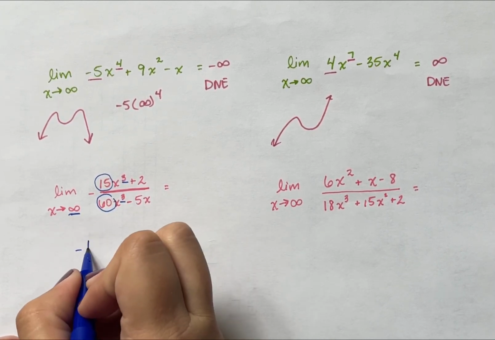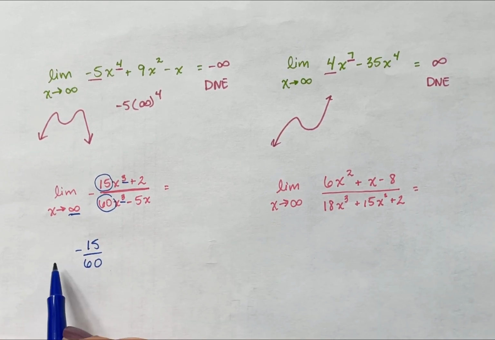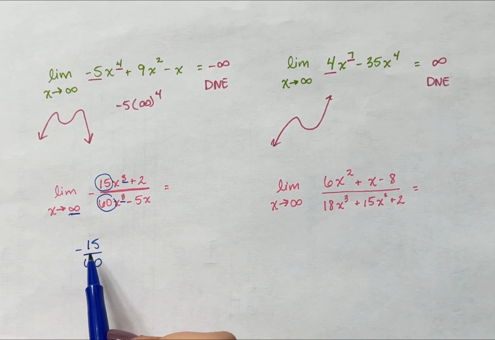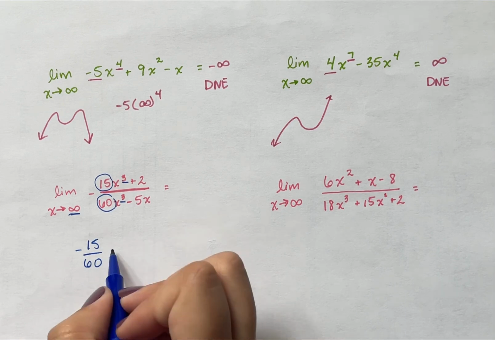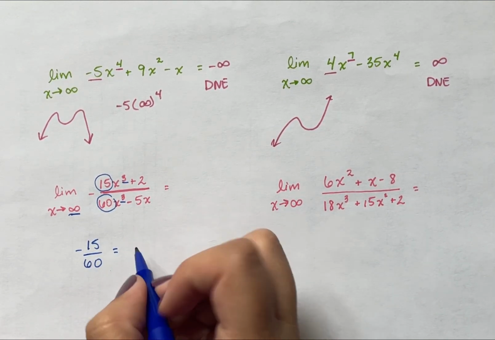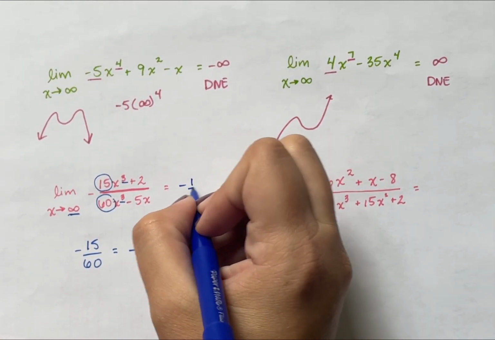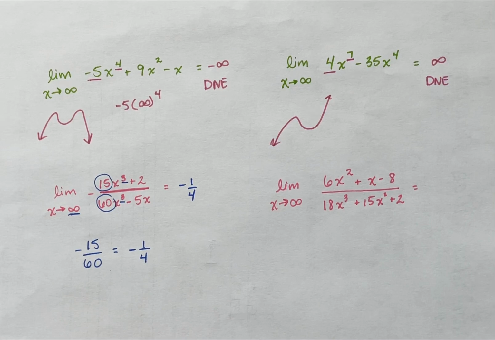So this limit is going to approach the horizontal asymptote, which is occurring at y equals -15/60. This can be simplified because 15 is a factor of 60. So this simplifies as -1/4. So the limit is -1/4.